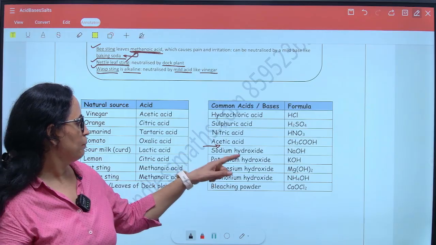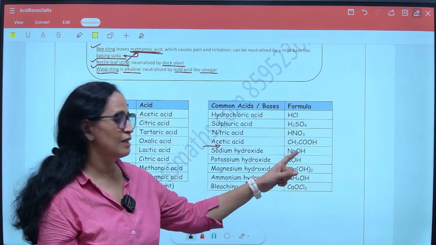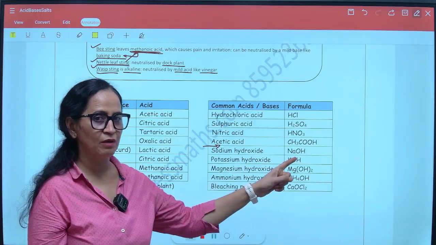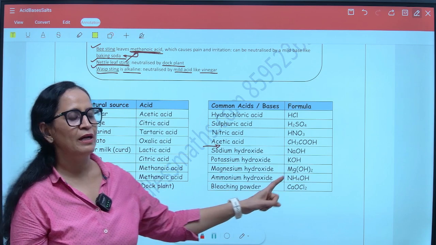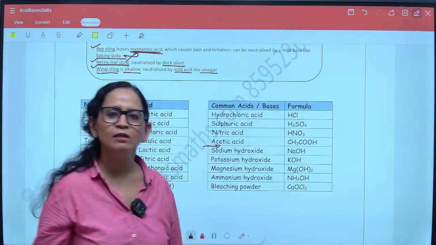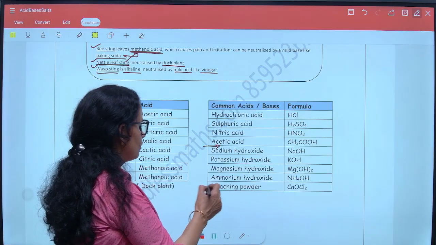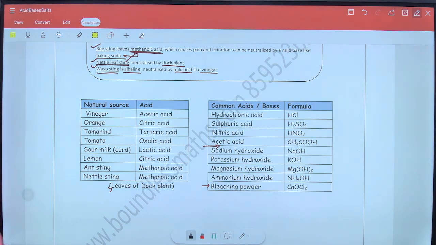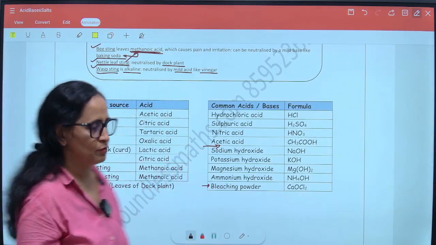Sodium hydroxide, potassium hydroxide, magnesium hydroxide, ammonium hydroxide. Sodium hydroxide is NaOH, sodium is Na. Potassium hydroxide, KOH, magnesium hydroxide, MgOH twice, ammonium hydroxide, NH4OH. So these are the bases that are normally used in the reactions that we are going to study in this chapter. And the last formula that you should remember is for bleaching powder, which is CaOCl2, because this is one of the very basic formulas that many children make mistakes with.